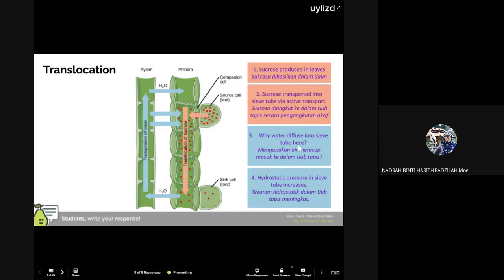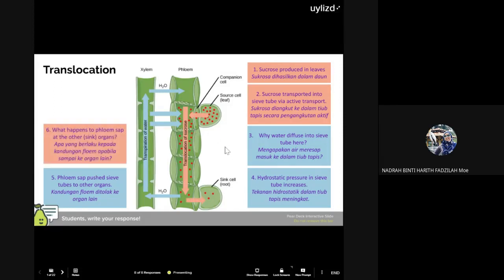Okay, bila water diffuse into sieve tube element, the combination of sucrose yang larut dalam air menghasilkan phloem sap. So, hydrostatic pressure in the sieve tube increases, therefore, phloem sap will be pushed to other organs. When the phloem sap is pushed into the sieve tube to other organs, then it arrives into sink organ, to other organs.